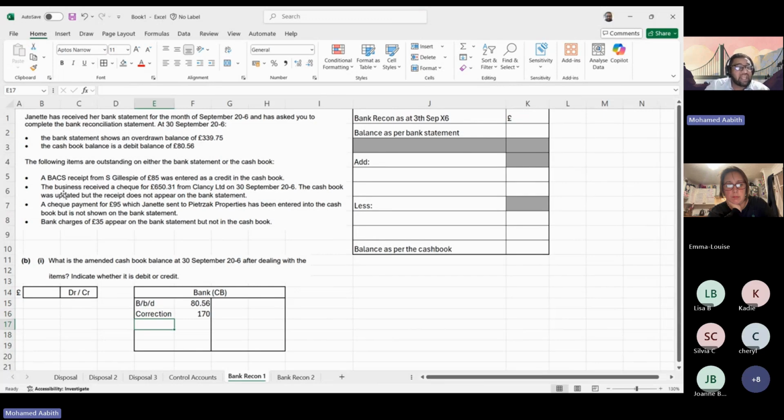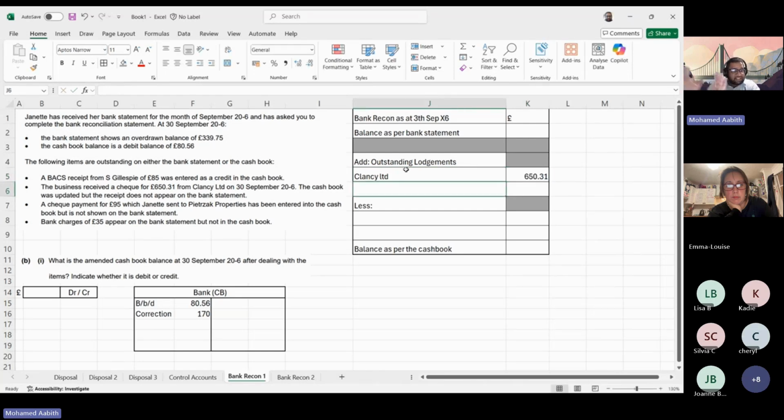right number later on. They're saying here, the business received a cheque of £650 and 31 pence from Clancy Limited on 30th of September 2016. The cash book was updated, but the receipt does not appear on the bank statement. So what is the meaning of it? That means my bank hasn't cleared it. So therefore, this is a timing difference. This is another name for what we call outstanding lodgements. So here, the cheque from Clancy Limited is your outstanding lodgement for £650 and 31 pence.